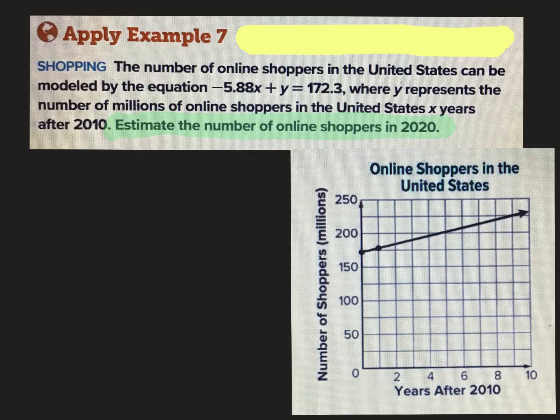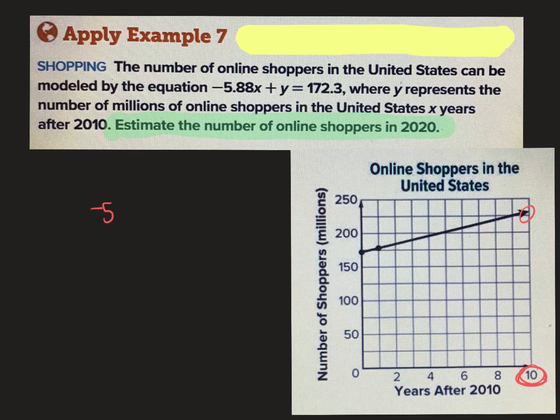First of all, you have to know where 2020 would fall here on this graph. X is the years after 2010. So how many years is 2020 after 2010? That would be 10 years. So you're looking here for your X. And then you're looking here to find your answer. So you could estimate there, but let's show how we can figure out what would go there.